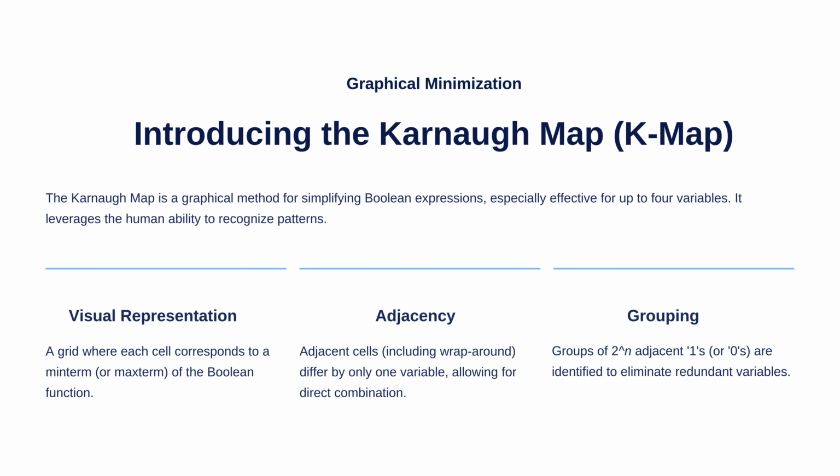Graphical minimization. Introducing the Karnaugh map, K-map. The Karnaugh map is a graphical method for simplifying Boolean expressions, especially effective for up to 4 variables. It leverages the human ability to recognize patterns. Visual representation: a grid where each cell corresponds to a minterm, or maxterm, of the Boolean function. Adjacency: adjacent cells, including wraparound, differ by only one variable, allowing for direct combination. Grouping: groups of 2^n adjacent 1s, or 0s, are identified to eliminate redundant variables.